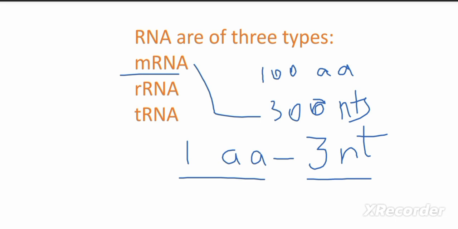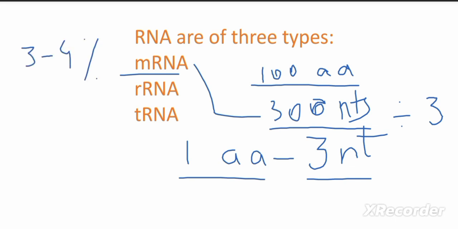So if there are 300 nucleotides in mRNA, then they would be translated into a protein composed of 100 amino acids. So we have to divide the nucleotides by 3, then it results in 100. So there would be 100 amino acids in the protein. Messenger RNA is almost 3 to 4% of total RNA in the cell.